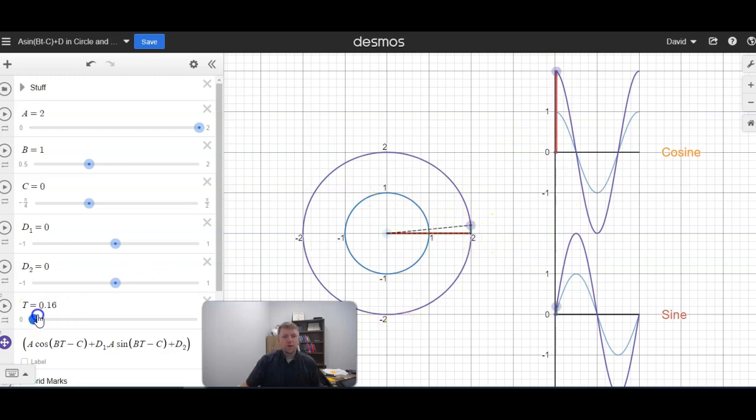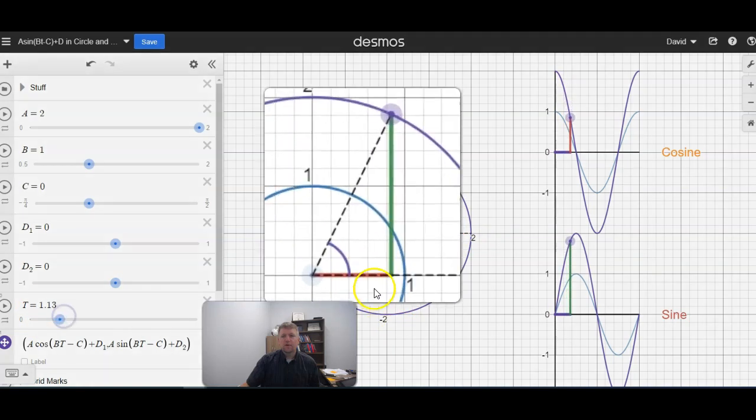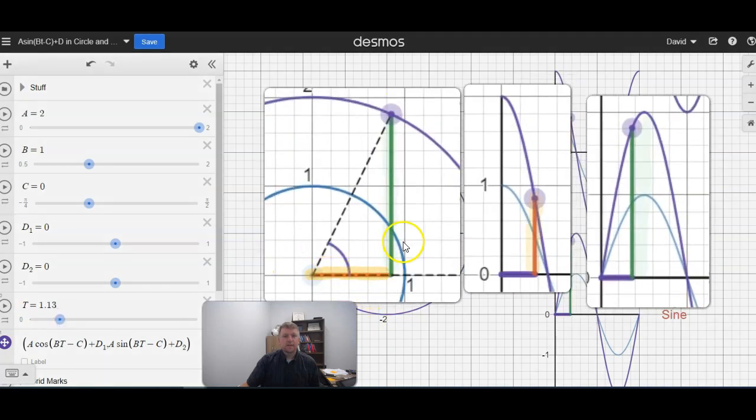All right, and as we go around, the same thing happens as it happened before. This red is our x, the green is our y.